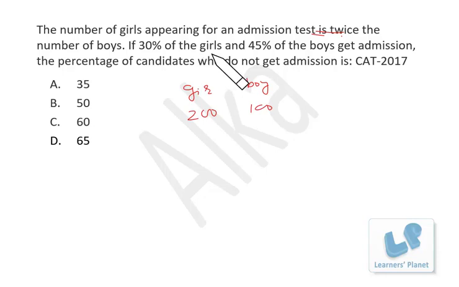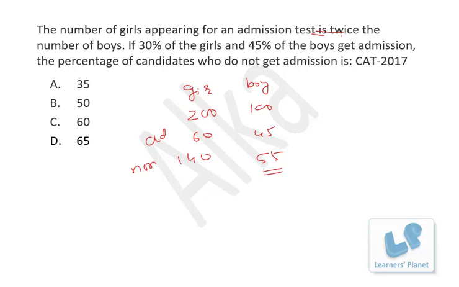30% of the girls have got admission. So 30% of 200 is 60 girls who got admission, and 140 didn't get admission. Okay, and 45%, so here it is 45 boys, and the remaining 55 didn't get admission.